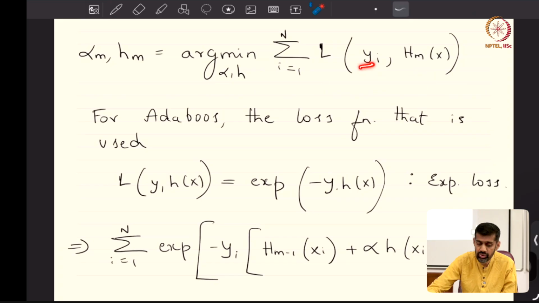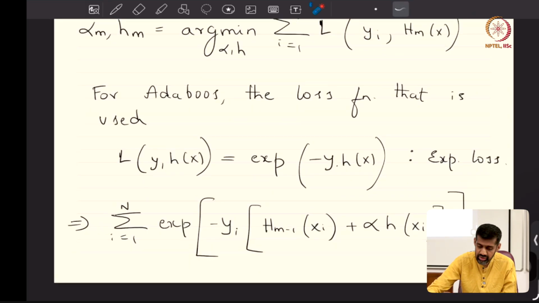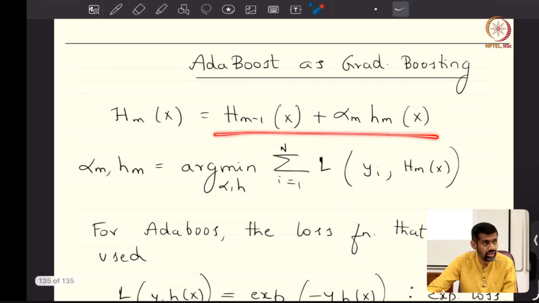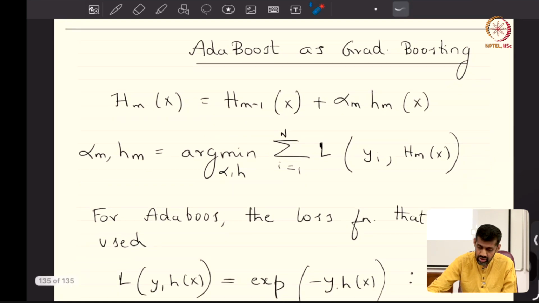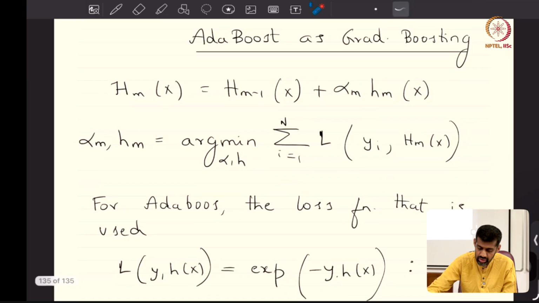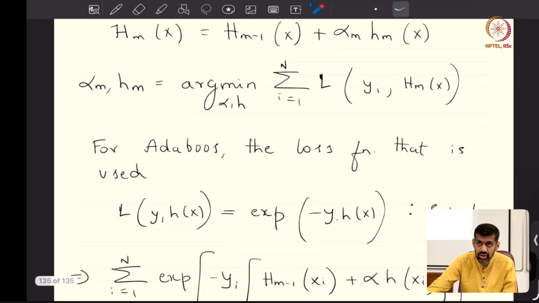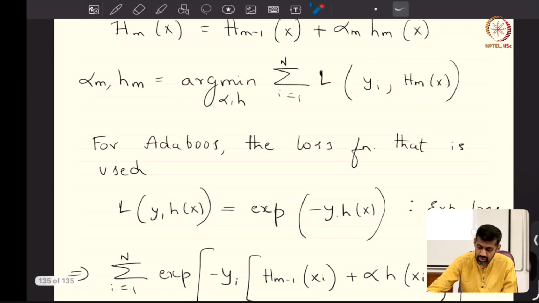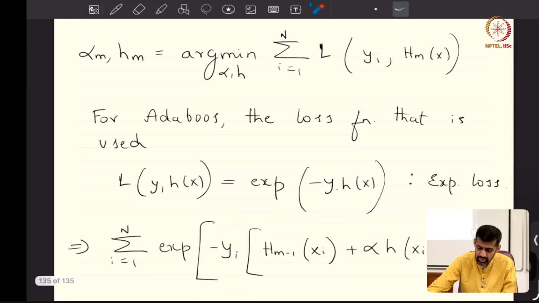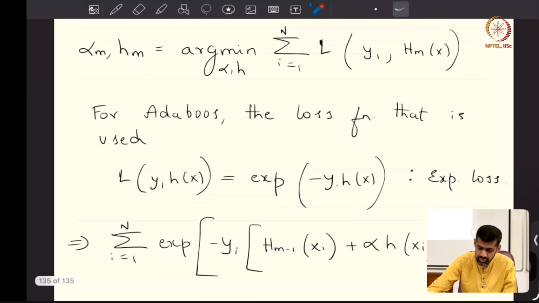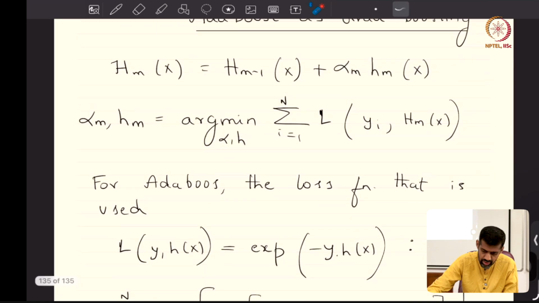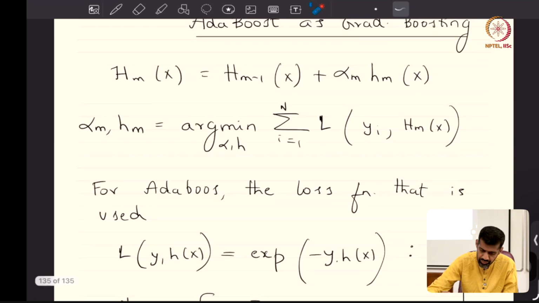Loss with respect to y and hm. So, hm is given by this. Like the previous equation, loss function capital H. Where? Second. The loss function shouldn't it be hm minus 1? Yes, we are finding alpha m and hm here. Because we find hm after finding alpha m and hm.